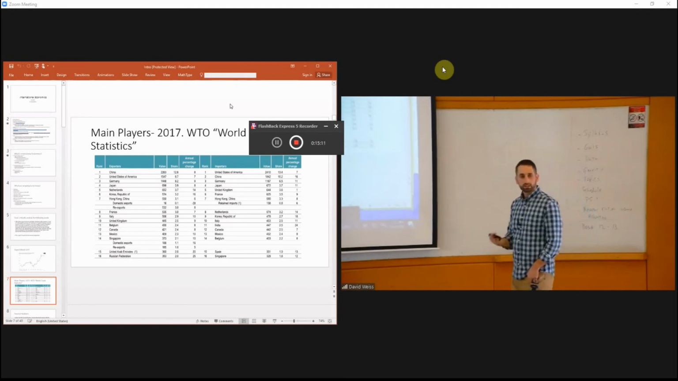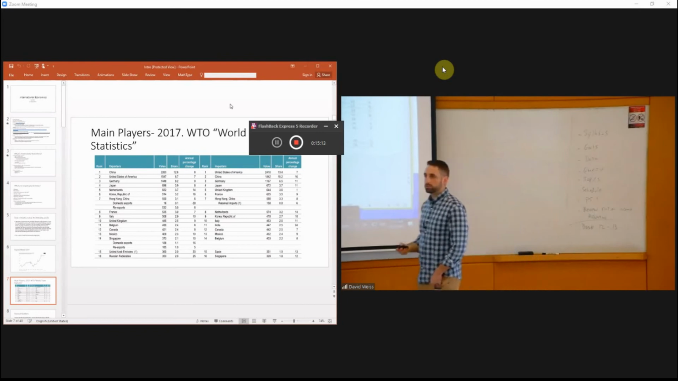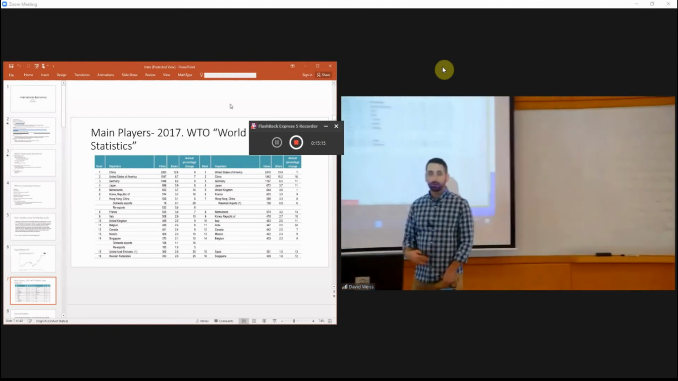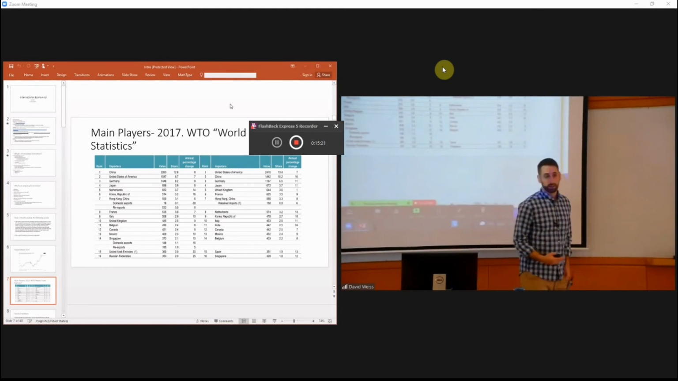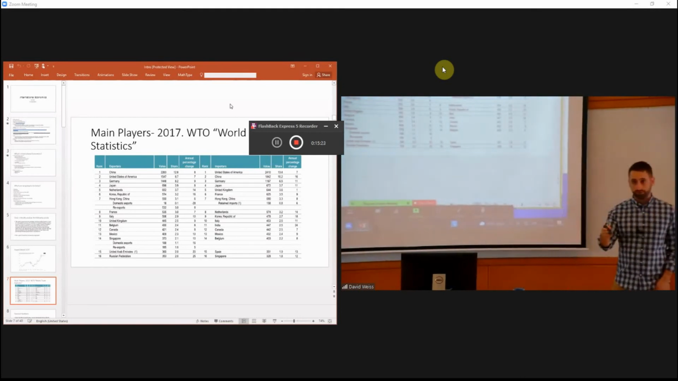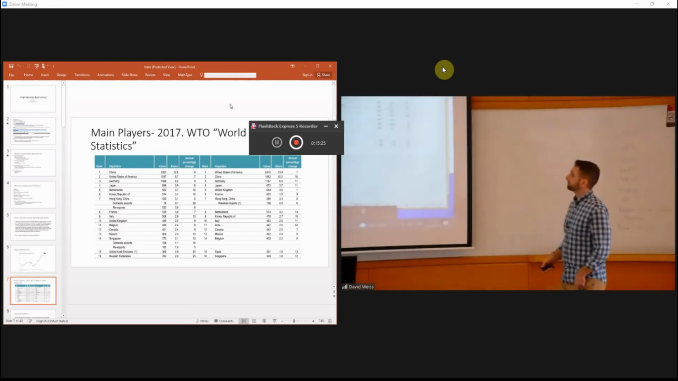If you've been reading the newspaper in the last few years, Donald Trump especially has made a big deal out of the trade deficit that America has, especially vis-a-vis China. It's been a big driving force in American politics.